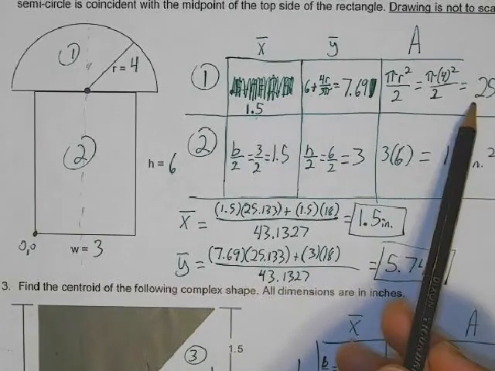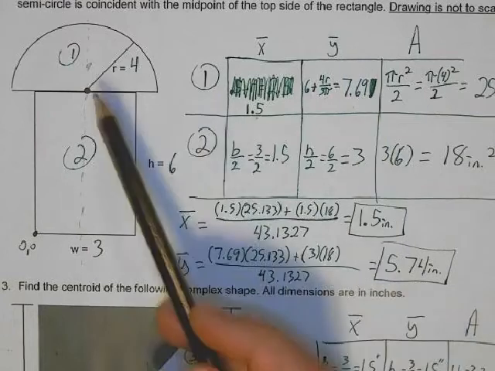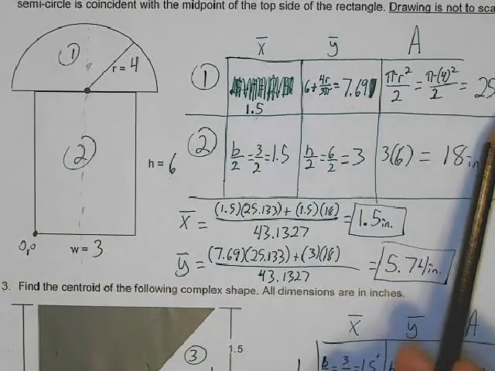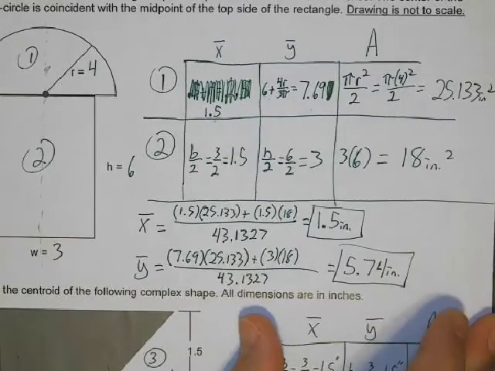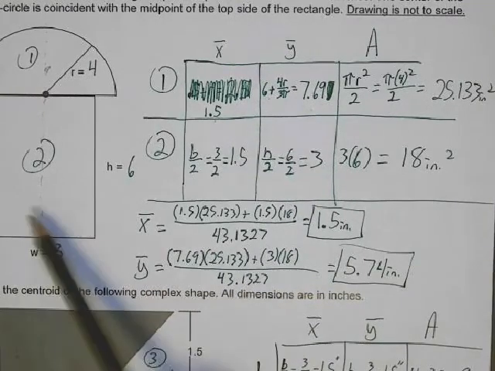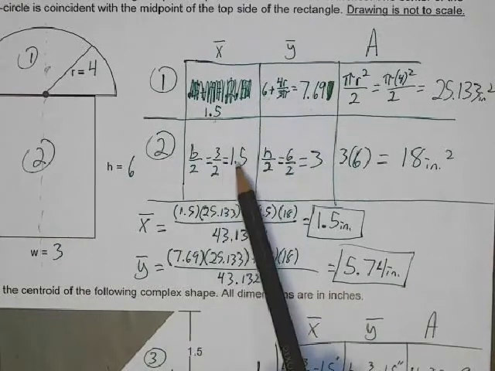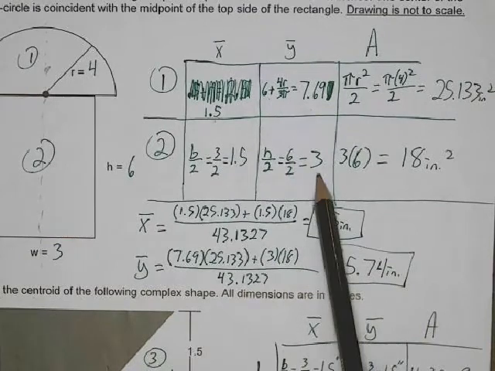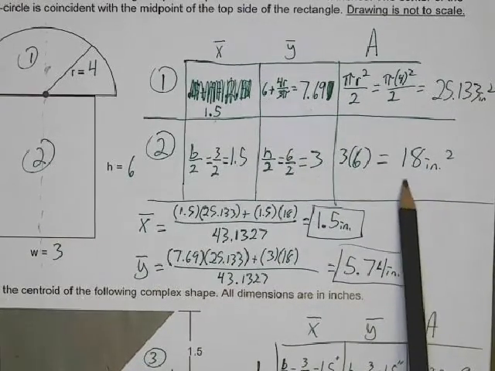The area of a semicircle is just half the area of a circle. So an area of a circle is pi r squared. So it's pi r squared divided by 2. And that gives me an area of 25.133 inches squared. For the bottom rectangle, my base is 3, so base divided by 2 is 1.5. The height is 6, so 6 divided by 2 is 3. And then my area is 6 times 3, which would give me 18.